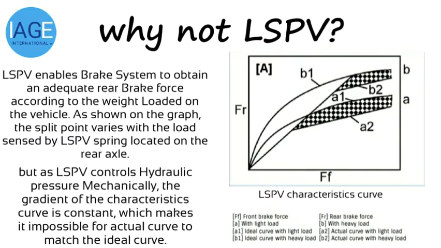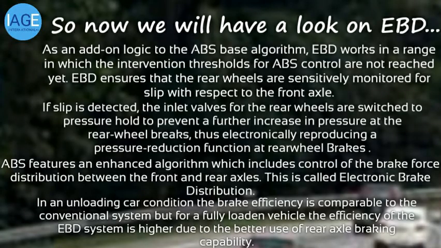Why not LSPV? LSPV enables the brake system to obtain an adequate rear brake force according to the weight loaded on the vehicle. As shown on the graph, the split point varies with the load sensed by the LSPV spring located on the rear axle. But as LSPV controls hydraulic pressure mechanically, the gradient of the characteristic curve is constant, which makes it impossible for the actual curve to match the ideal curve. So now we will have a look at EBD.